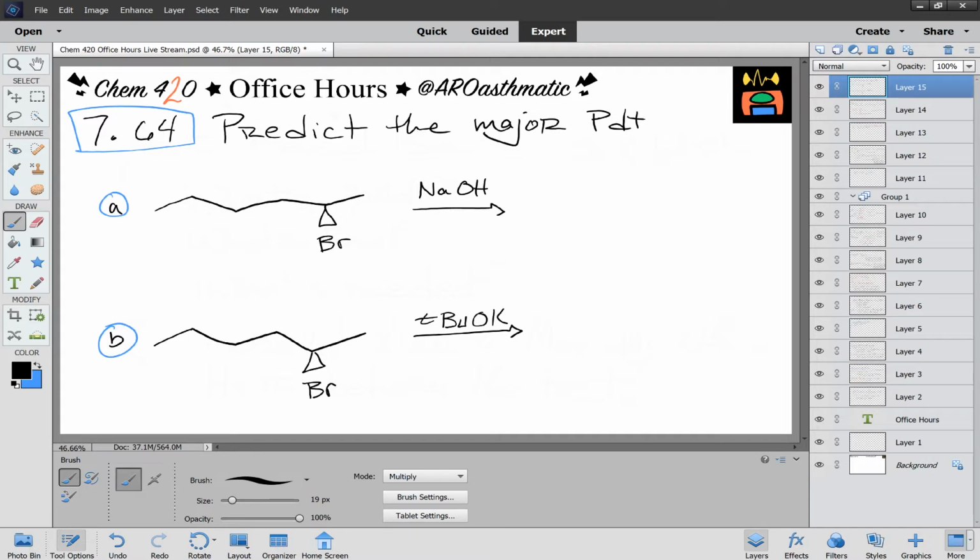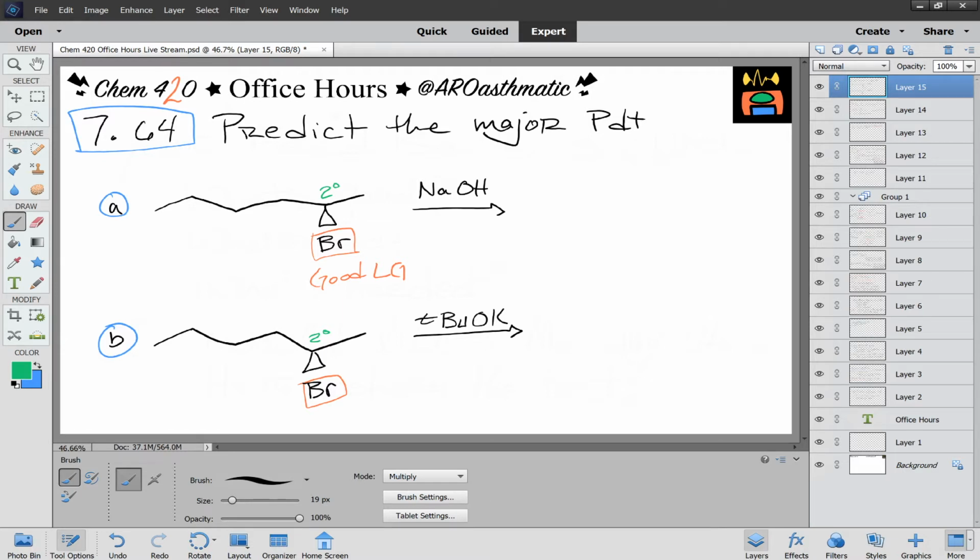The first thing I do when asked to predict a major product is determine what mechanism we're going by, because the mechanism will determine what products are formed. The first thing I look at is the leaving group. On both of these, because it's the same substrate, we've got a good leaving group. The second thing I notice is that the leaving group is on a secondary carbon.